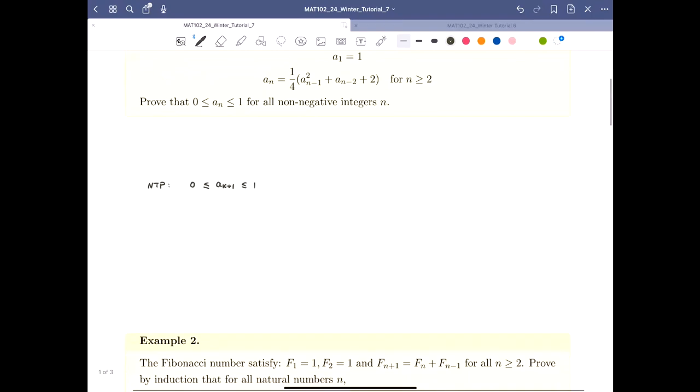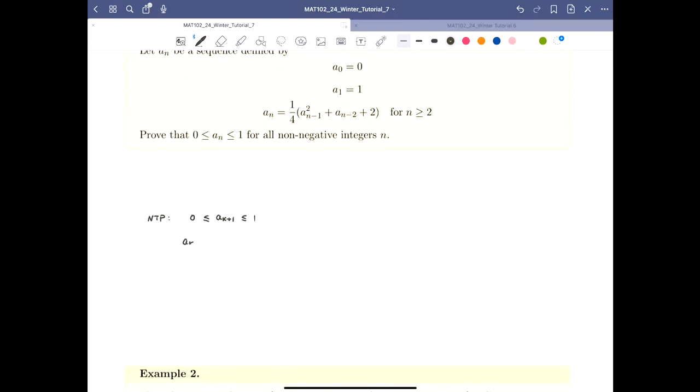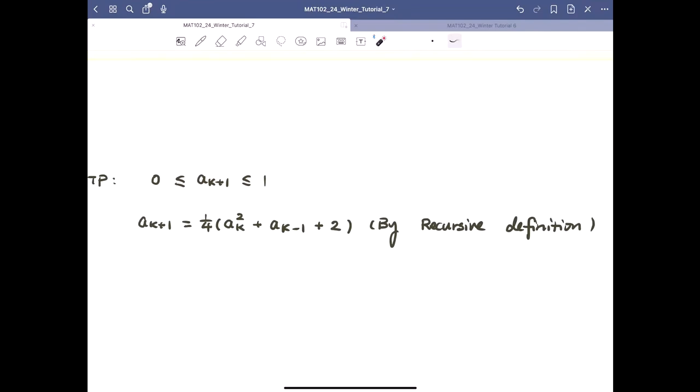Okay, and a(k+1), what does this equal? By the recursive definition, I know that a(k+1) equals 1 over 4 times (a(k) squared plus a(k-1) plus 2). This is by the recursive definition. Now, if we look at this, I need to show this expression is in between 0 and 1, agree? Because this is equal to this. This is what I need to prove.